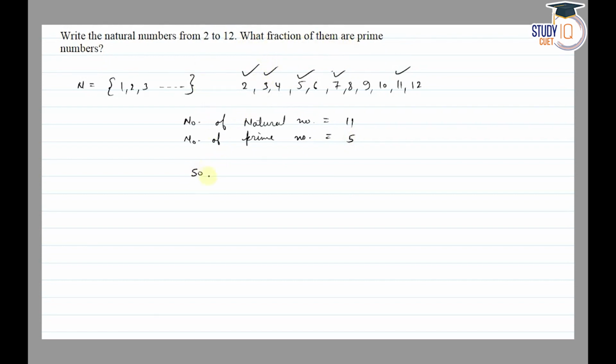So find out what fraction of them are prime numbers. So required fraction is equal to total natural numbers, we have 11, and prime numbers are 5. So the required fraction is 5 by 11. Thank you.